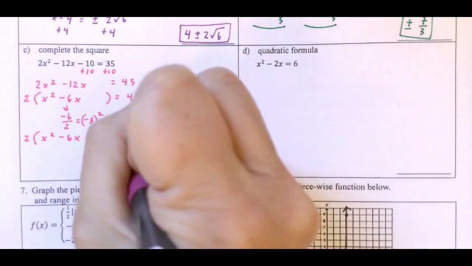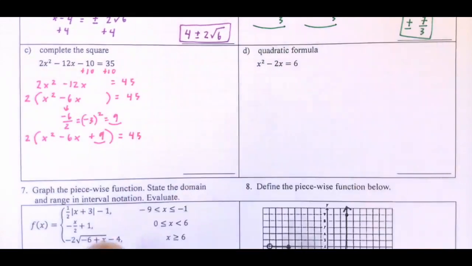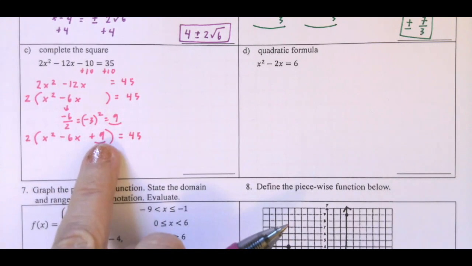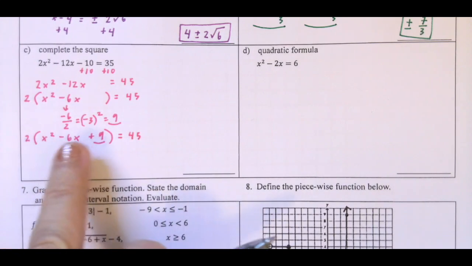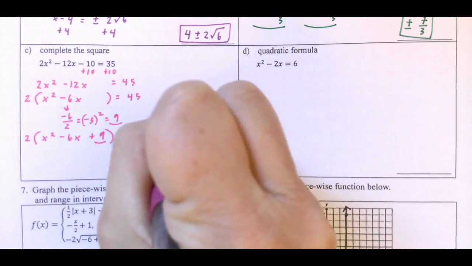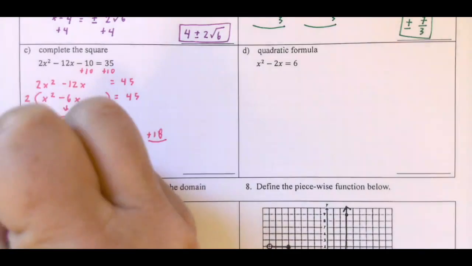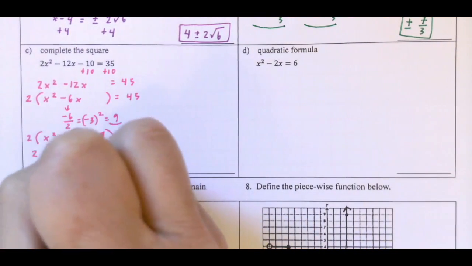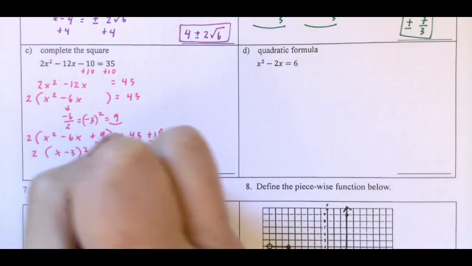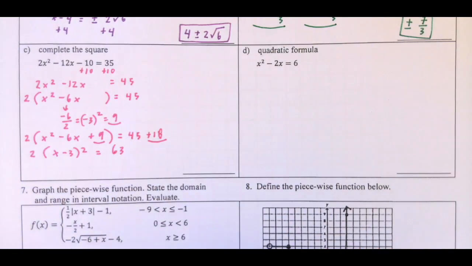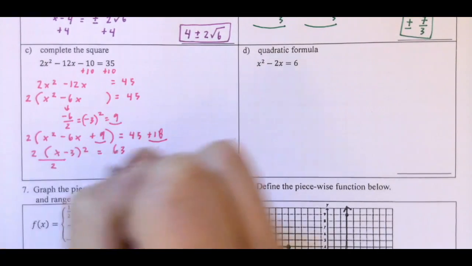Now on the right-hand side, we have 45, but we have to balance it with what we just added on the left. And we didn't just add 9. We added 2 times 9. So plus 18 on the other side. So now I have 2 times, now I'm going to write it factored, x minus 3 quantity squared, all equal to 63. So now I'm going to divide each side by 2.